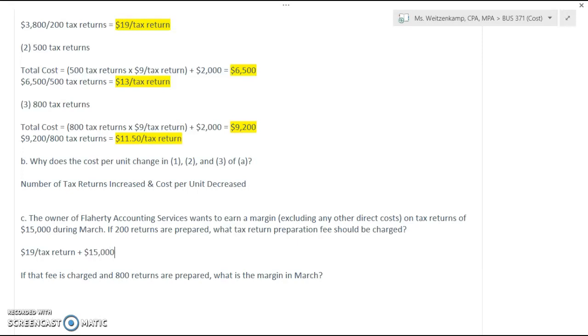Well, we don't want that to be a per tax return amount. We need to come up with that $15,000 as a function of the number of tax returns. So the $15,000 divided by the number of tax returns will get us an amount to charge per tax return. So $15,000 in total is going to be our profit for March. We divide that over the number of returns that we expect to prepare during that month. That is 200. So together, 15,000 divided by 200 tax returns is going to be our margin per tax return. And finally, when we add the $19 per tax return, we come up with the amount that we plan on charging our clients for those tax returns. That is $94 per tax return.